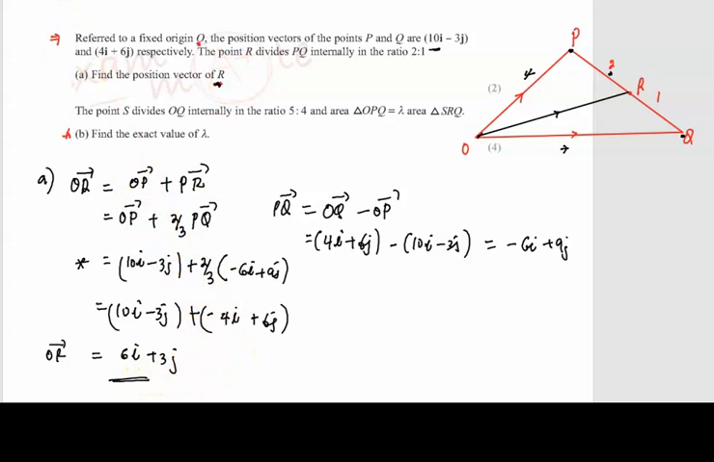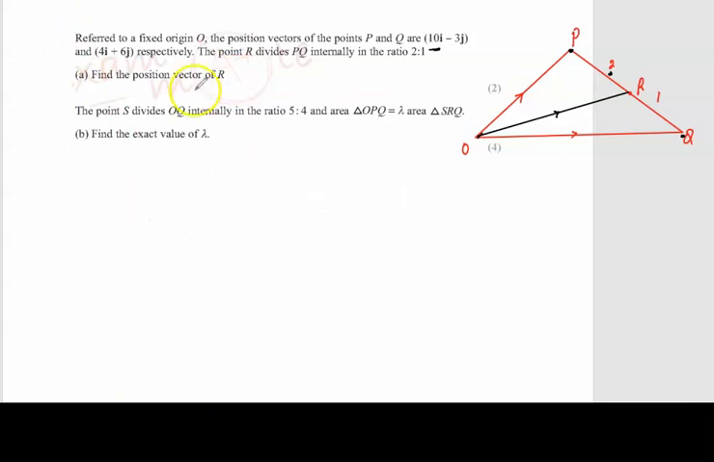Now let us move to part B. From part B, we start with this statement here. We say that S divides OQ in the ratio of 5 to 4. So we assume point S is over here. This was the point R. And then there's a ratio of 5 to 4.